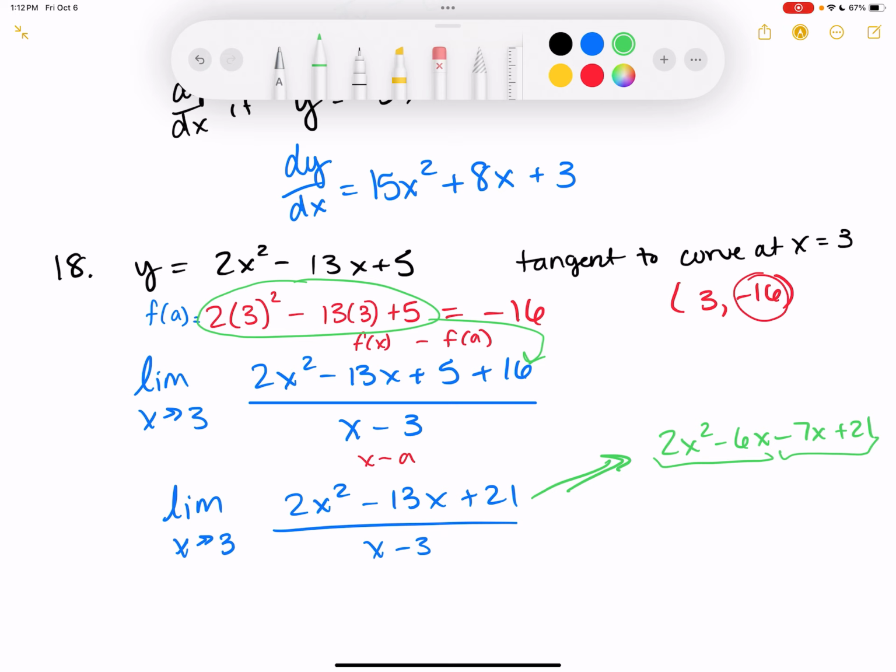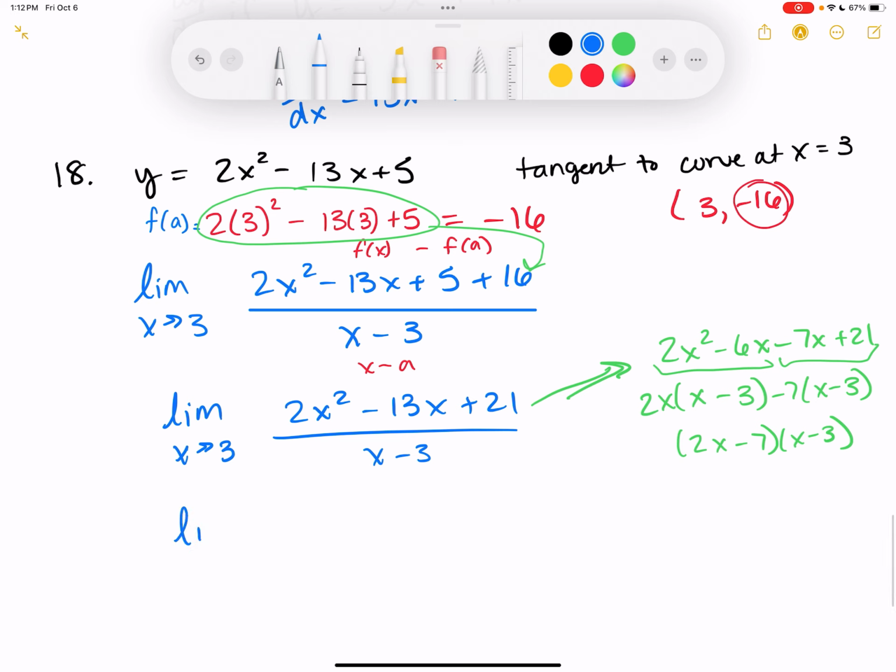Or Ethan, if you do your slide method, that's fine too. Isn't this what you did that for? Okay, I don't remember how to do it, but you can do that too. So 2x, x minus 3, negative 7, x minus 3. So this is going to be 2x minus 7 times x minus 3. So now I'll rewrite my limit. The limit as x approaches 3 of 2x minus 7 times x minus 3 over x minus 3.